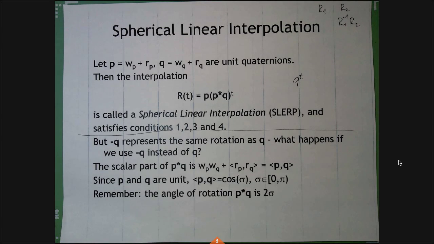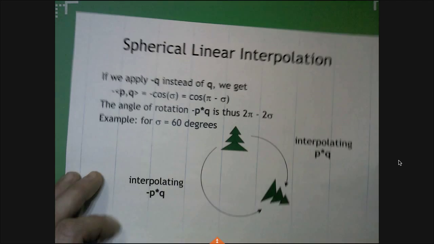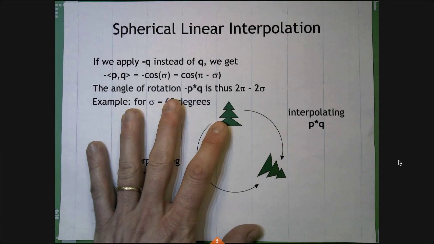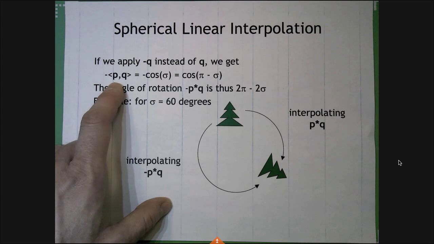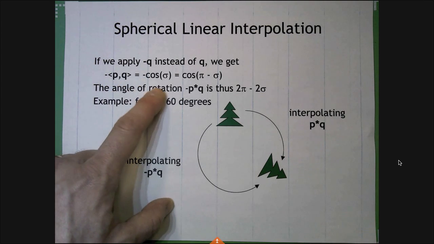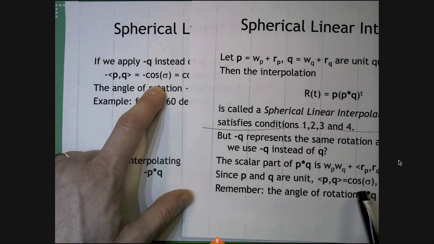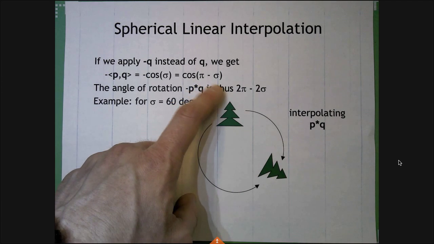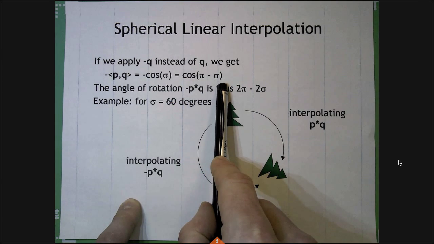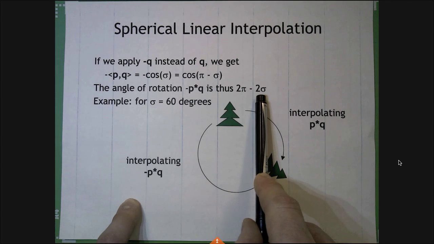And imagine what happens if we use minus q instead of q. If we plug in minus q instead of q, then we get the negative dot product, which would be minus the cosine of sigma, right? Before we had a cosine of sigma here. Now we have a minus cosine of sigma, which by the standard trigonometric identity is the cosine of pi minus sigma. And if I multiply by 2, I get 2 pi minus 2 sigma. Okay.